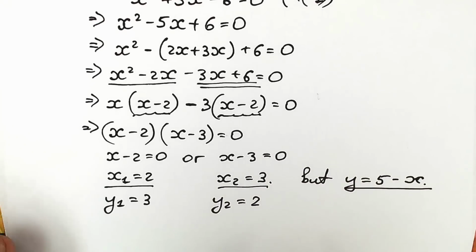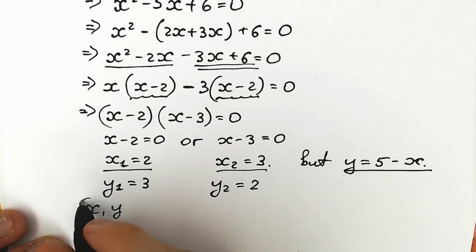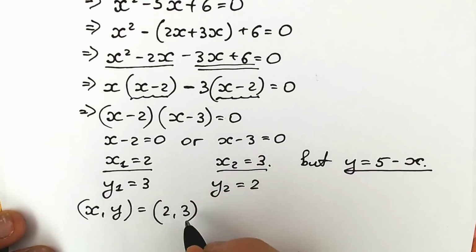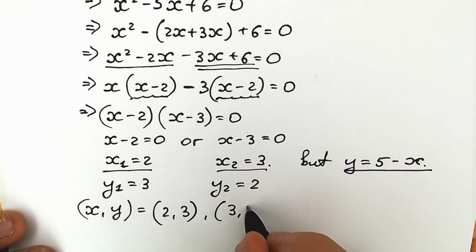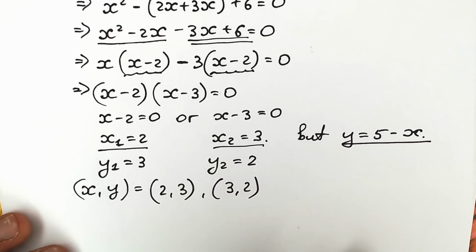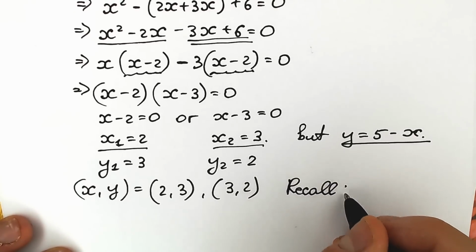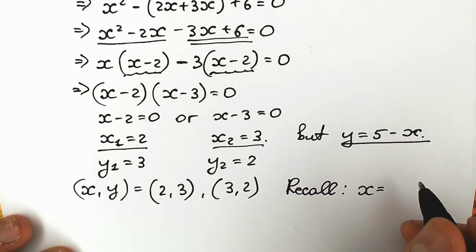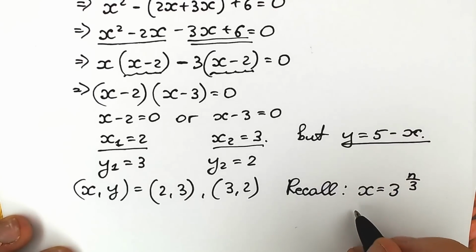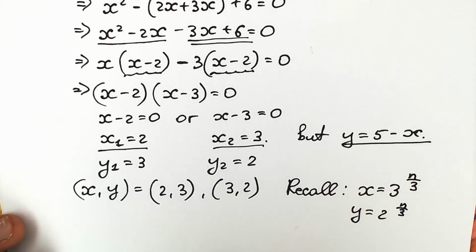So we are talking about two pairs of solutions. So we have x, y equal to, the first pair 2, 3, and the second pair 3 and 2. But just keep in mind that in the beginning we had n, so we need to recall our substitution. Let's recall that x is equal to 3 to the power n over 3, and y is equal to 2 to the power n over 3. This is our substitution, don't forget about it.